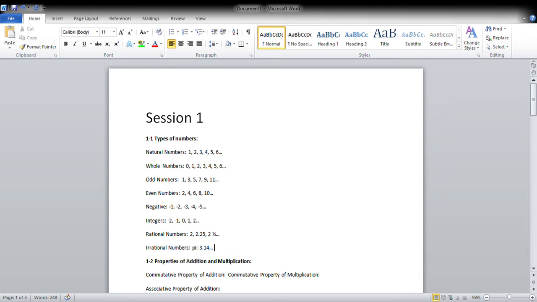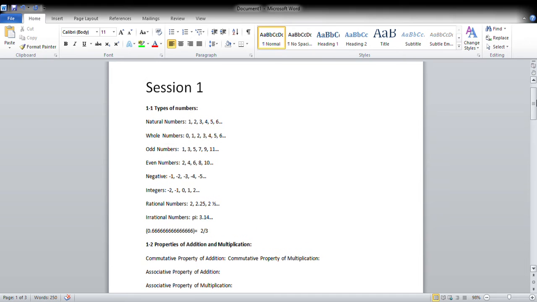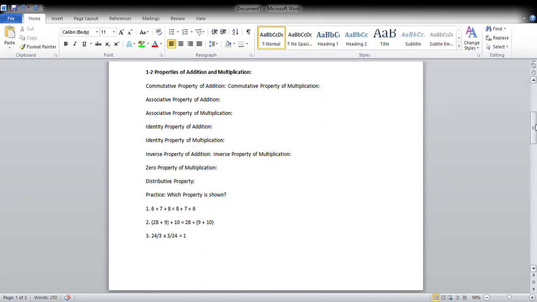There are other decimals that go on forever, such as, I'm just going to put this in parentheses, 0.6666, and then it keeps on going. But this is not irrational because it can be written as the fraction 2 over 3. So this is the first lesson in session 1. On to lesson 2.